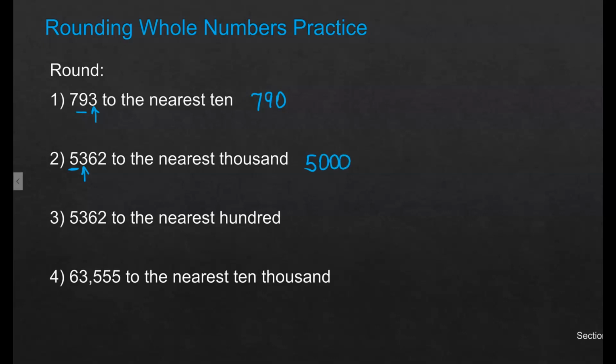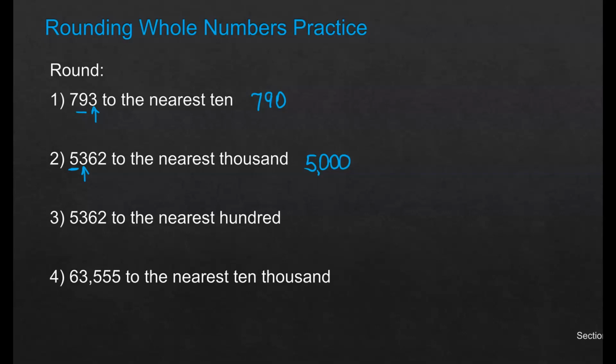Now, logically, this number is closer to 5,000 than it is to 6,000. It can be that easy when you're looking at a number, especially when we're rounding the number furthest to the left. So it's closer to 5,000 than 6,000, so it rounds to 5,000. Now, you can put the comma when it's just 4 digits. I don't always put the comma in there, so that's up to you.